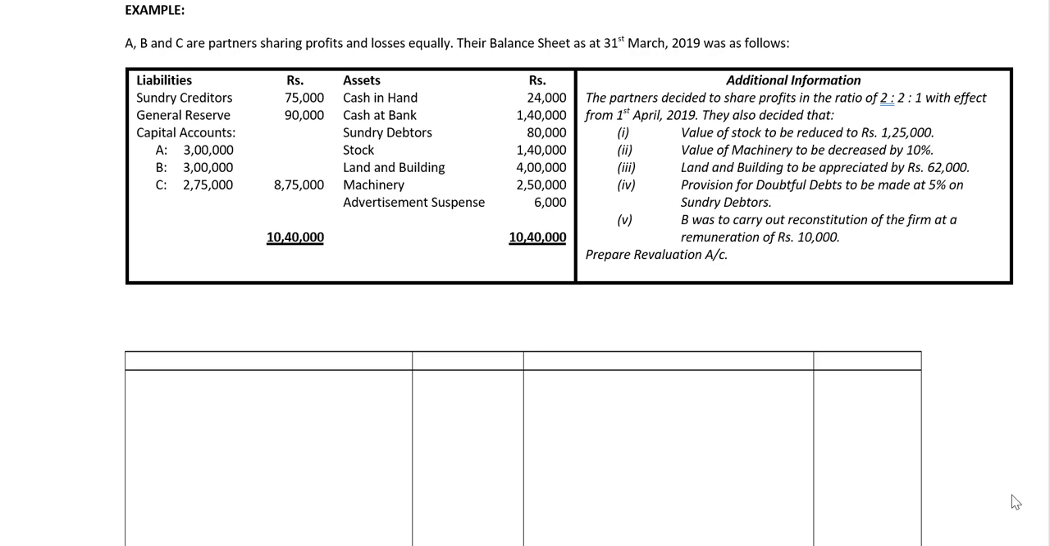They also decided that the first point, value of stock to be reduced to rupees 1,25,000, the value of machinery to be decreased by 10%, land and building to be appreciated by rupees 62,000, provision for doubtful debts to be made at 5% on debtors, and the last point, B was to carry out reconstitution of the firm at a remuneration of rupees 10,000. And they have asked us to prepare the revaluation account.